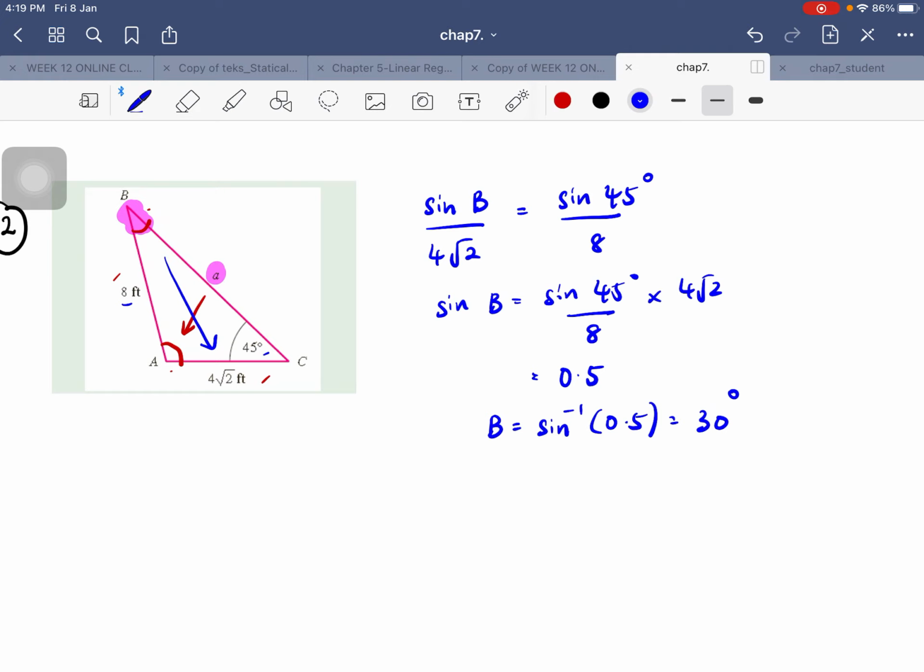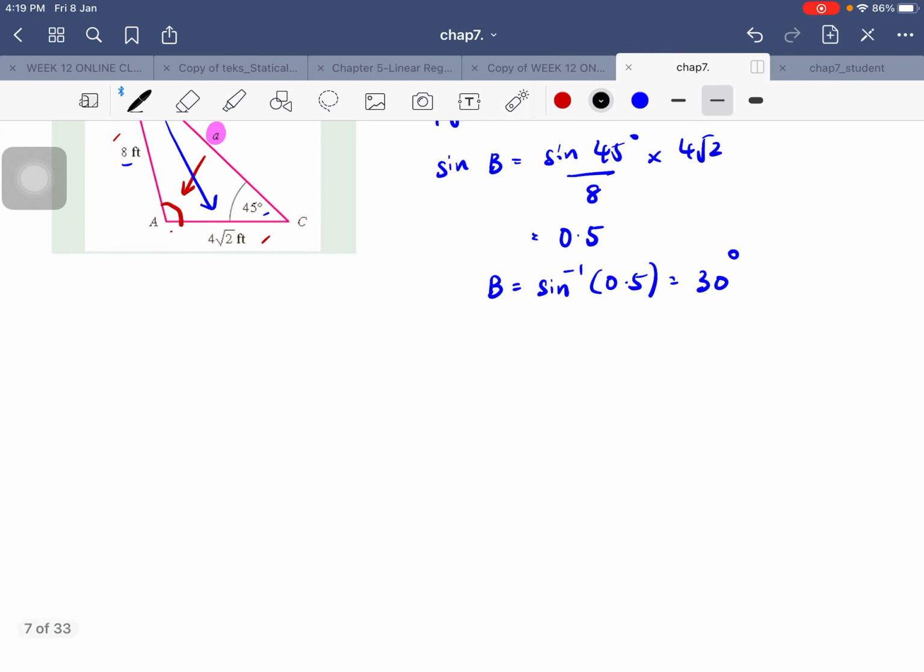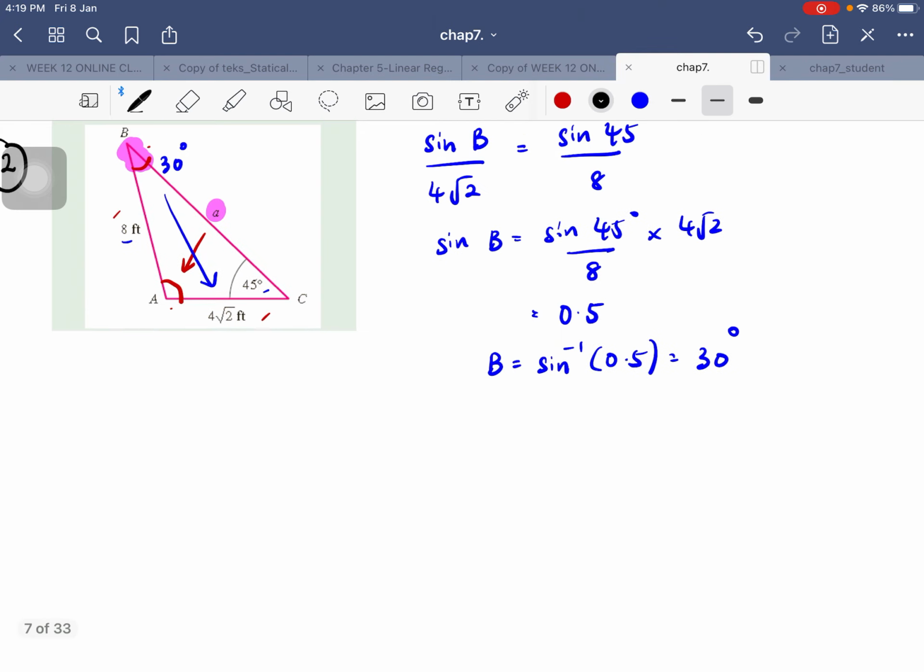So now we already know that B is going to be 30 degrees. Now that I know two of the angles, I can easily find the angle of A. Because when I sum up the angles in a triangle, it should be 180. So A is going to be 180 degrees minus 45 degrees, that's the angle at C, and minus the value at B, which is 30 degrees. So I'm going to have 180 minus 75 degrees. Therefore my A value is going to equal 105 degrees. So that's the angle at A.